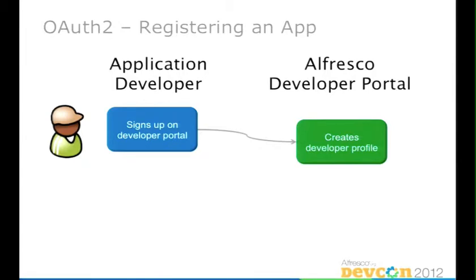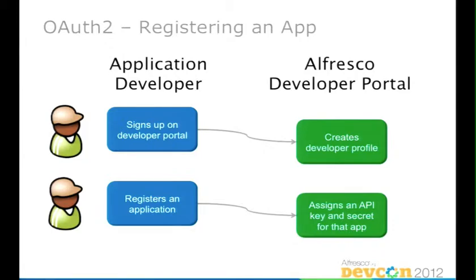The first step with OAuth2 is an application developer registers on the portal. So you can see here we have our developer over here on the left. He signs into the portal. In our case, we have an Alfresco developer portal now, and signs up as a known quantity. That simply means that we can now identify when your applications are accessing our cloud service. We know who the application is, we know who the owner is, and if things go awry, we have someone we can contact and say, hey, what's going on?